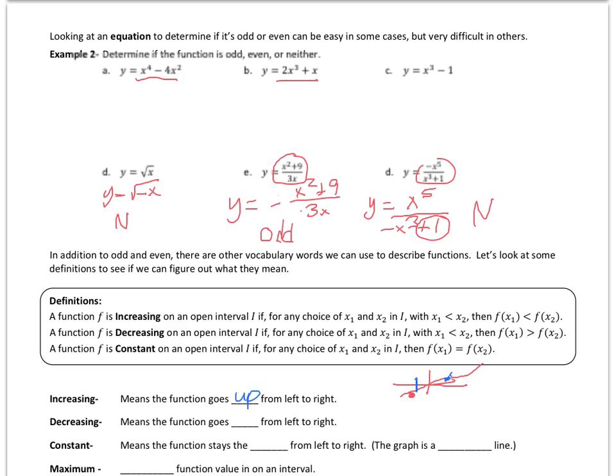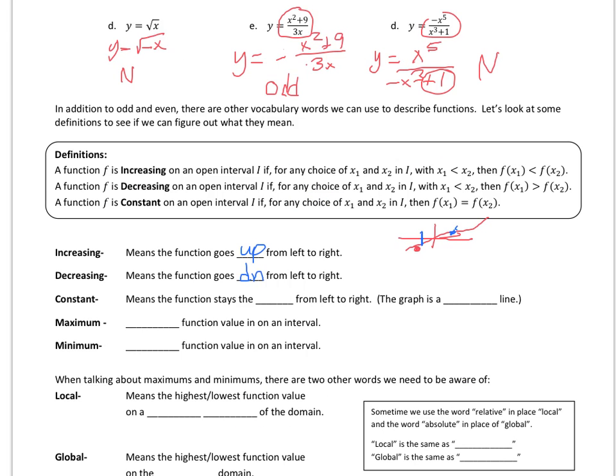So decreasing means a function goes down from left to right. The constant function stays the same from left to right. So what kind of line is it if it's a constant function? All lines are straight. It's a horizontal line.